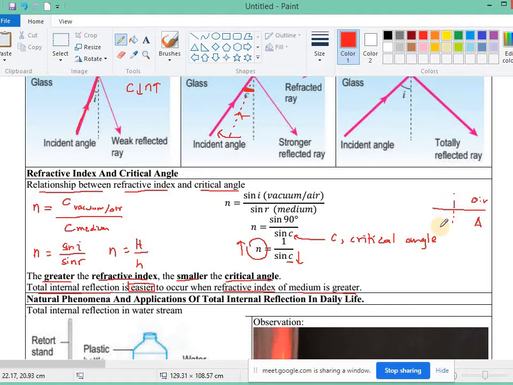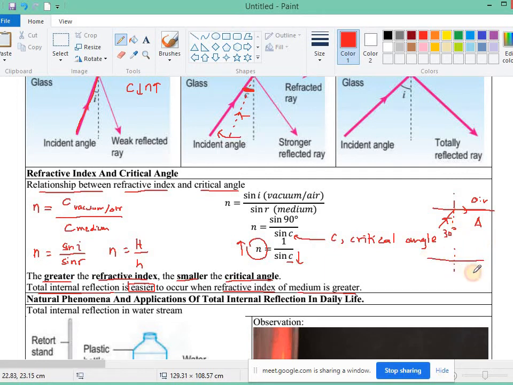Okay. So this one, like this angle, you already can get. Let's say this one is 30 degrees. The critical angle is 30 degrees. So that means for medium A, you need to increase the angle until bigger than 30 degrees. The incident angle inside medium A must be bigger than 30 degrees. Then only you can have total internal reflection.